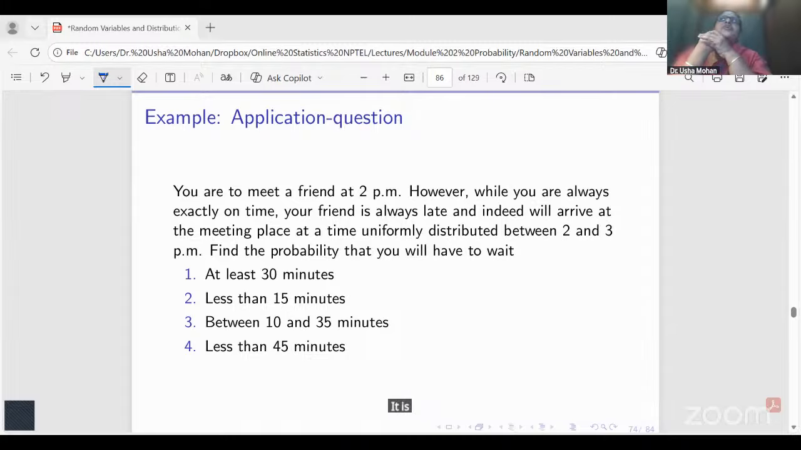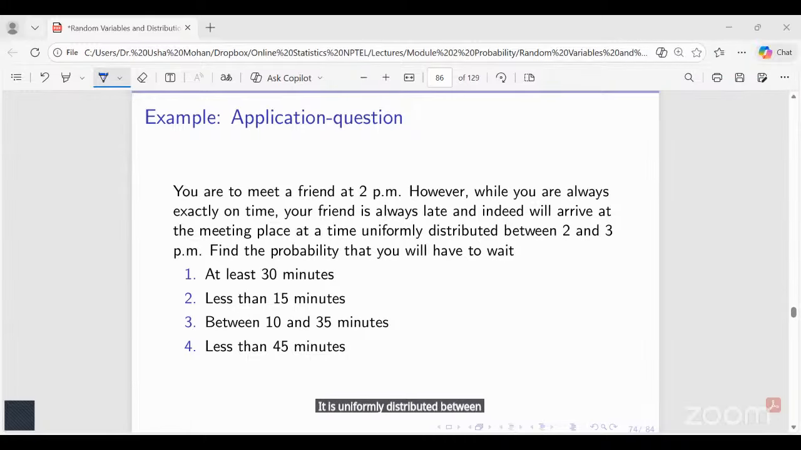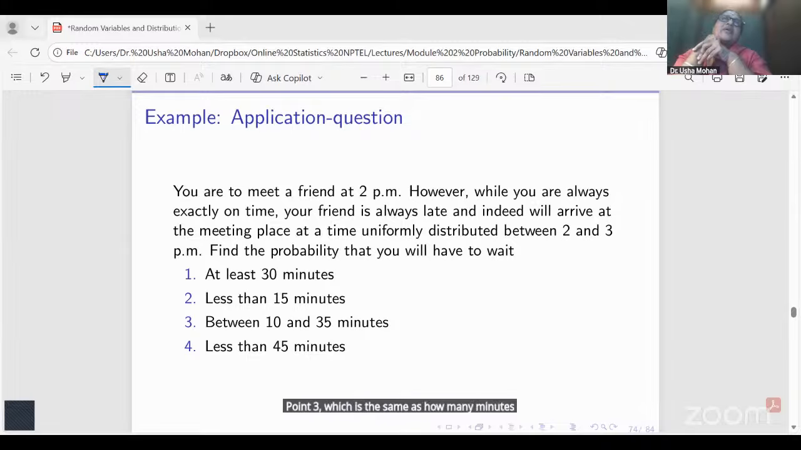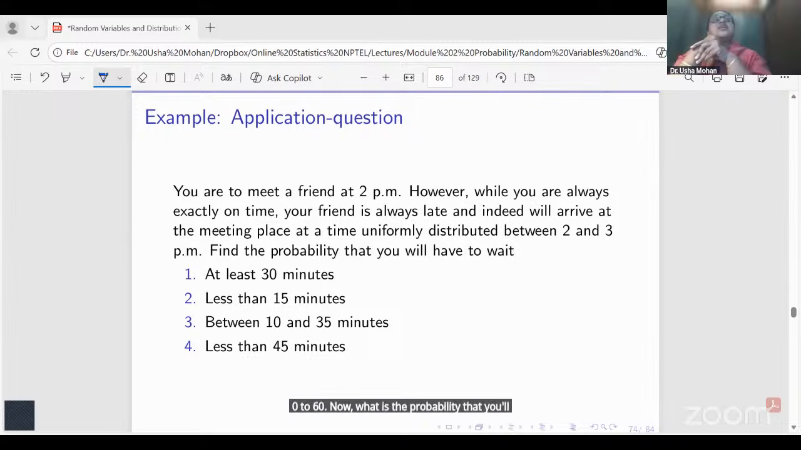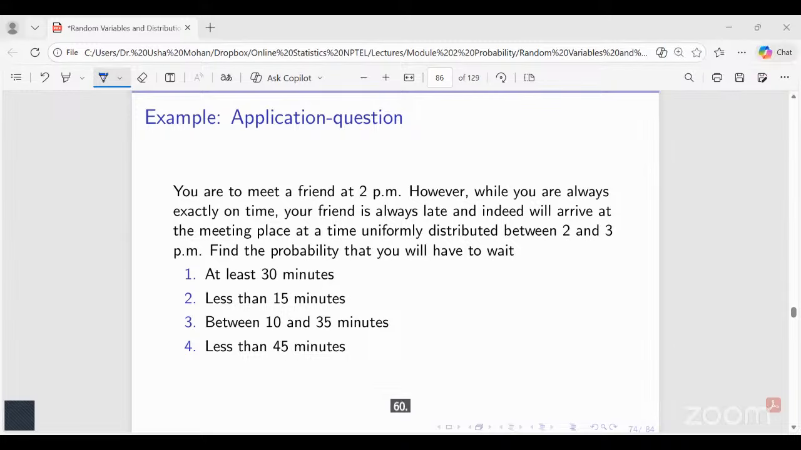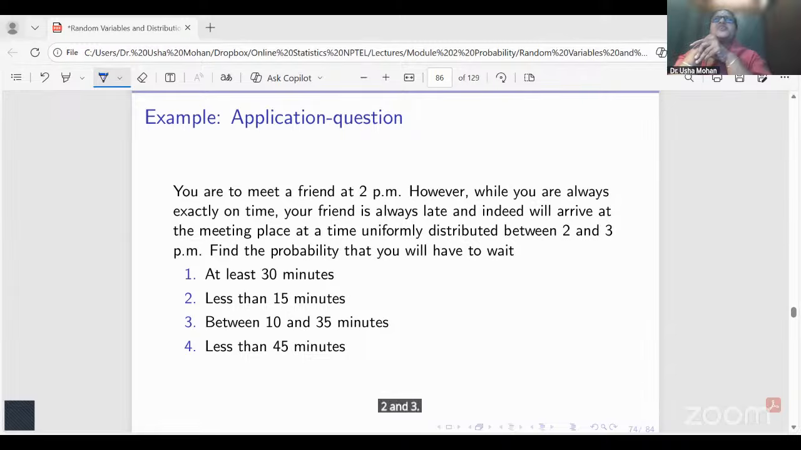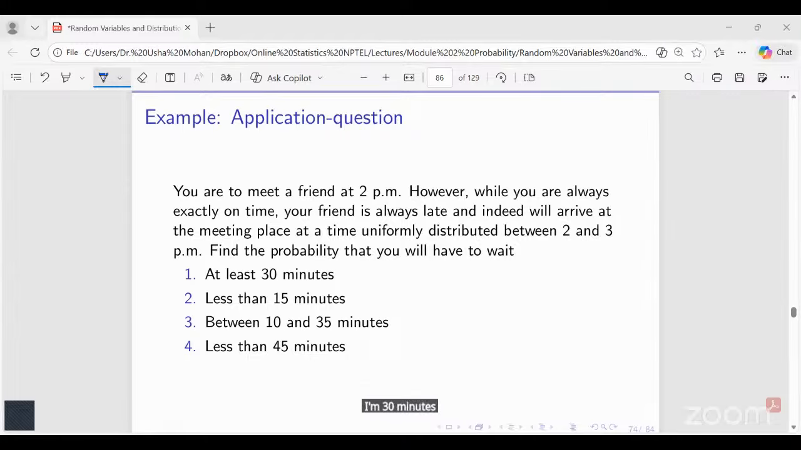It is uniformly distributed between 2 and 3, which is the same as how many minutes are you going to wait? 0 to 60. Now, what is the probability that you'll wait for at least 30 minutes? The integral from 30 to 60. From 0 to 60 the density is 1 by 60.